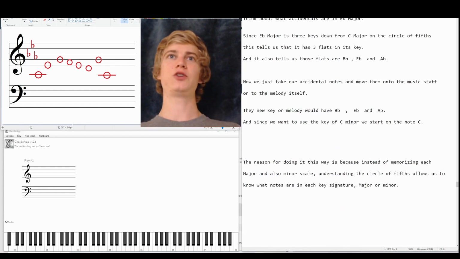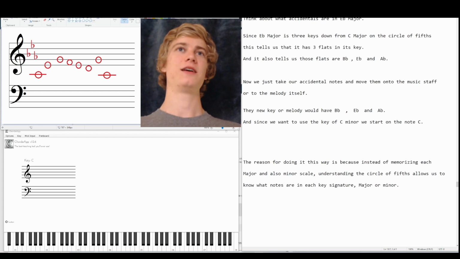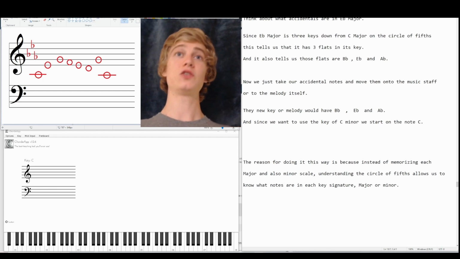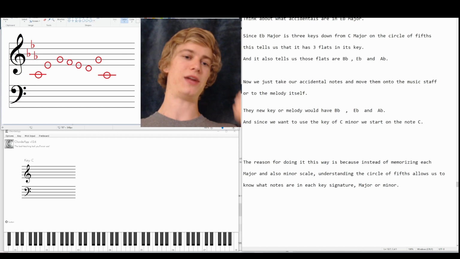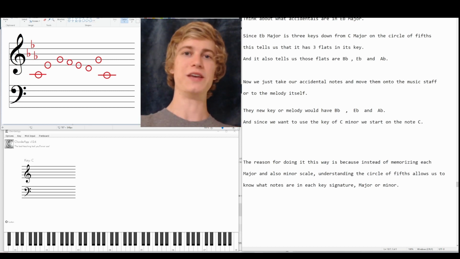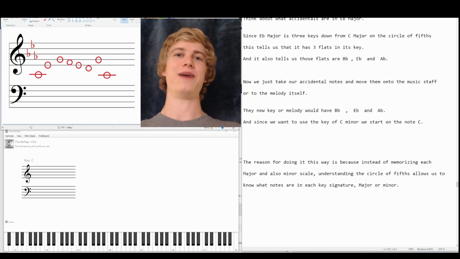Since E flat major is 3 keys down from C major on the circle of fifths, this tells us that this key has 3 flats in it. And it also tells us those flats are B flat, E flat, and A flat, because that's the order of flats: B flat, E flat, A flat, D flat, G flat, C flat, and F flat. If you really want to know how to understand that and memorize it, it's actually not that hard, and my video again on the circle of fifths explains all this.